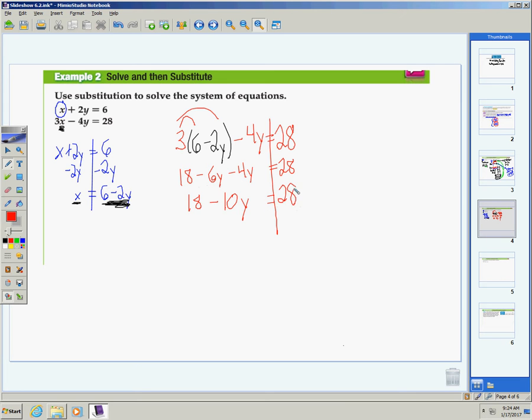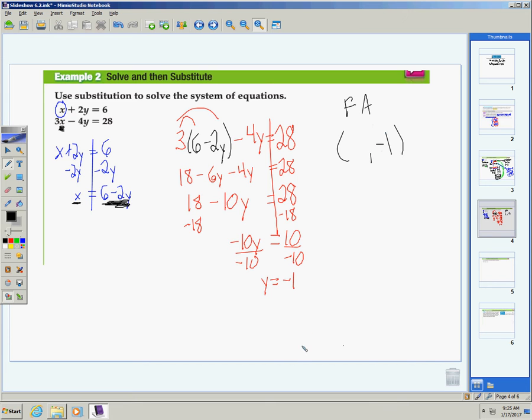Then I'm going to subtract 18, and I get negative 10y equals 10. Divide each side by negative 10, and I get y equals negative 1. But again, I'm not done, because remember, my final answer is this ordered pair, and all I've found yet is the y value.